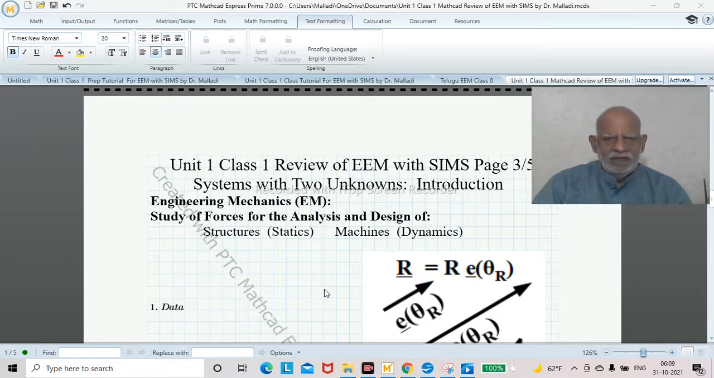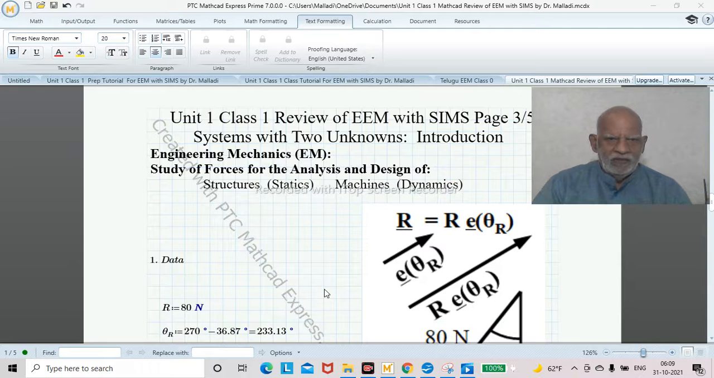Now, in the reading pages, you get the introduction and history of engineering mechanics in general, and also the history leading to Essential Engineering Mechanics by me with SIMS. Okay, so this is all reading material, so therefore I don't talk much about it here. That which can be read and easily understood need not be explained too much.